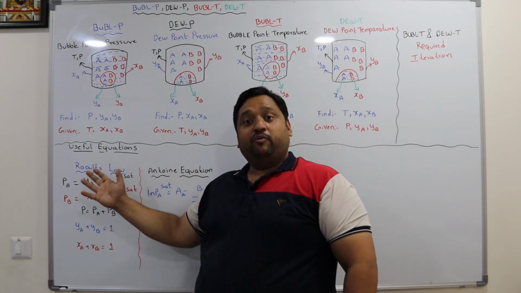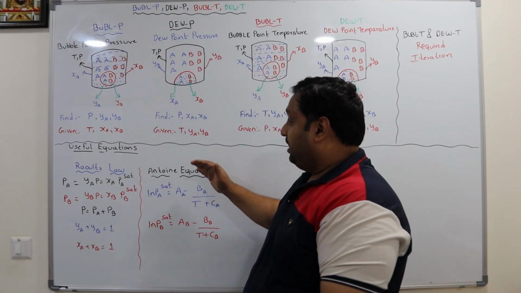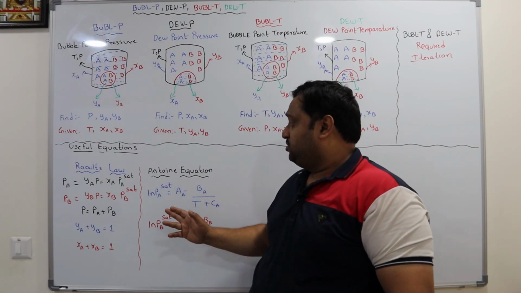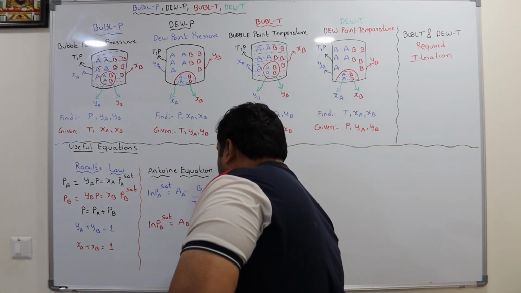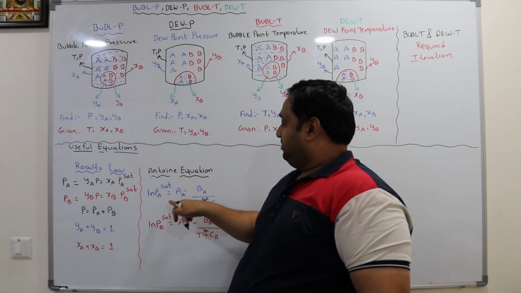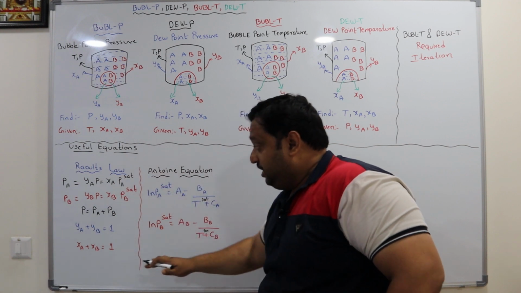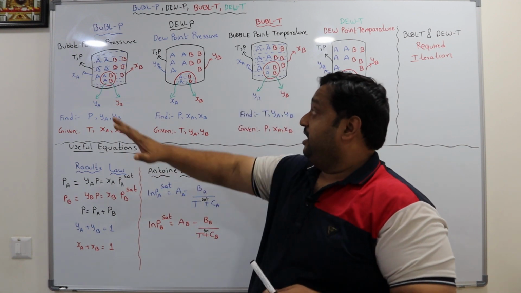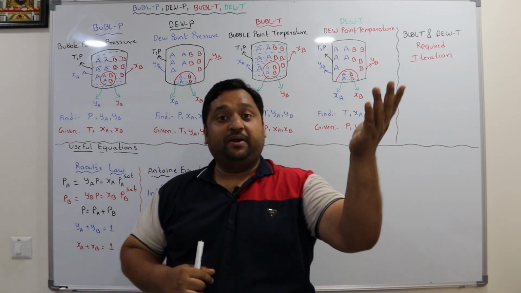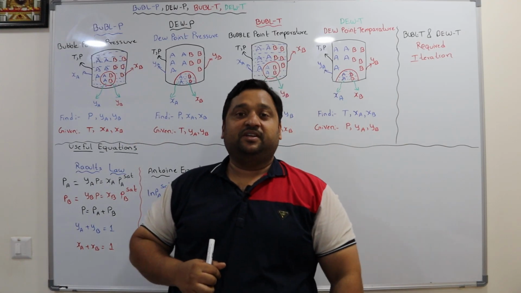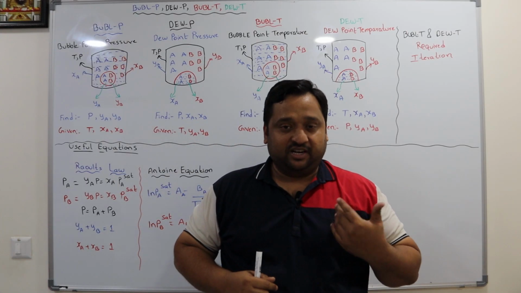And what else are we going to use along with the Raoult's law calculations? Antoine equations. Antoine equations are used to find T sat and P sat: at a given pressure what is the temperature, at a given temperature what is the pressure. So these are the set of equations we are going to use in finding all that is written on the board: bubble P, dew P, bubble T, dew T. Let us find out one by one so that it will be more clear. Thank you. Let us meet in a new lecture.